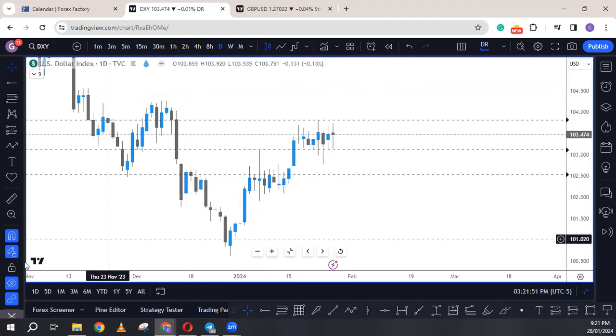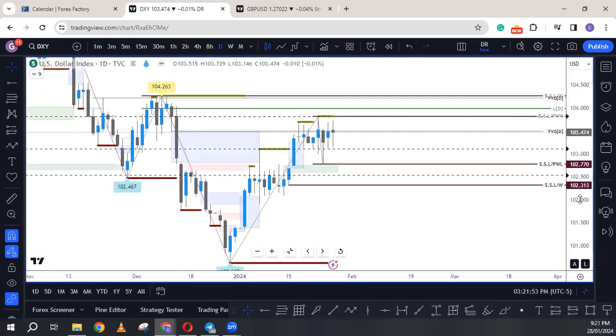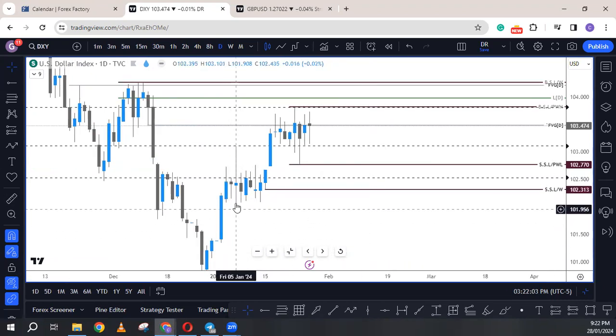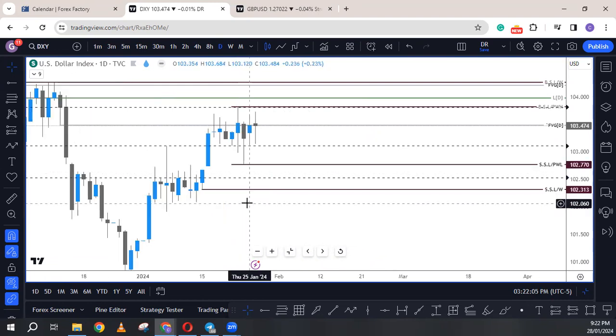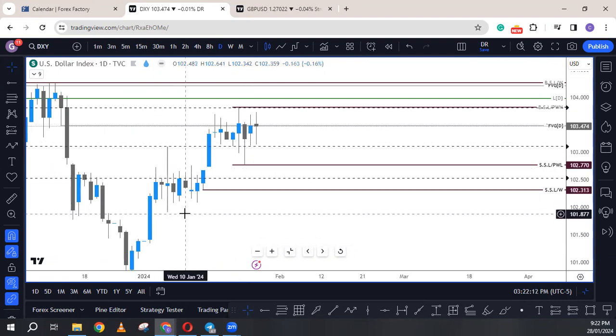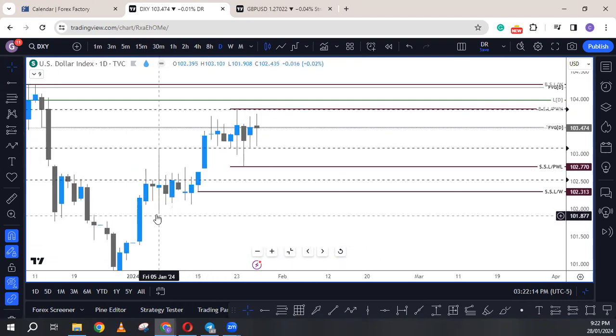Why do I say that? Let me hide my indicators. This is a range candle, or what some people call a master candle. Remember, this is a daily time frame. Once you have a candle that has 5 or more bodies within its range, it qualifies as a range candle.